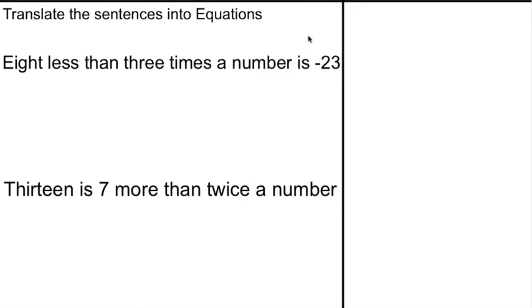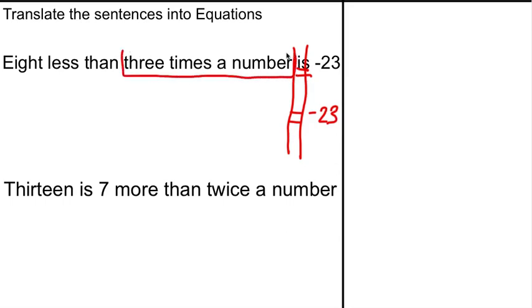8 less than 3 times a number is 23. The first word that you need to pay attention to is this word is, because that's going to be your railroad track, and that's going to separate your problem. So I know that whatever this is, it equals 23. Is stands for equal. I know that I have 3 times a number, and so how do I show that? I don't know what the number is, so I'm just going to go 3x. 3 times x is 3 times a number.